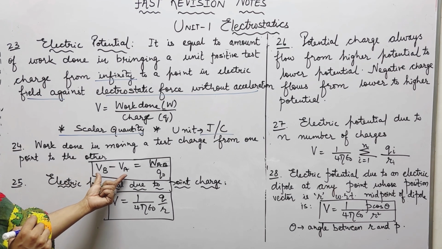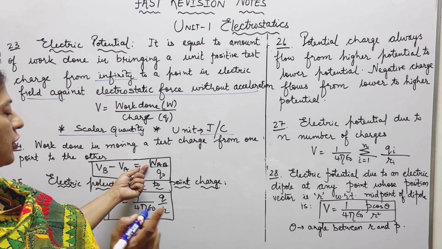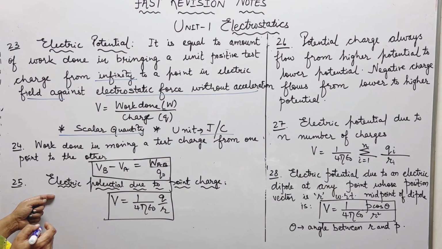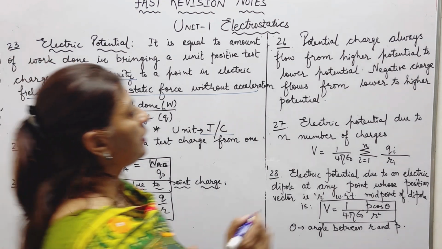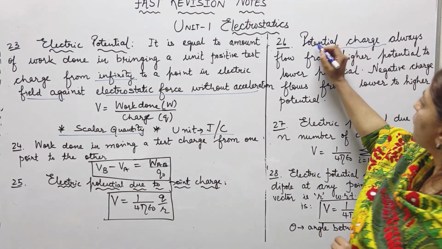Work done in moving a test charge from one point to another: the difference of two potentials is given by the work done in bringing a charge from a point, say A to B, divided by q naught. Electric potential due to a point charge is given by 1 by 4 pi epsilon naught q by r. Then the potential, this is the positive charge.